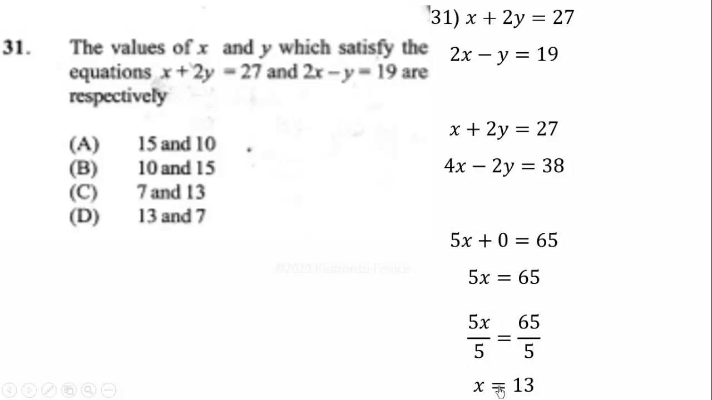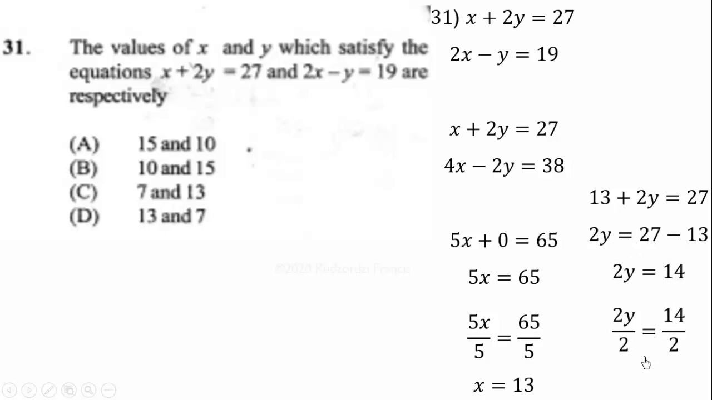Now we can substitute x equals 13 into any of the equations, but let us substitute into the first one to get 13 plus 2y equals 27. Now we subtract 13 from both sides to get 2y equals 14. Now divide both sides by 2 to get y equals 7. Therefore the correct answer is D.